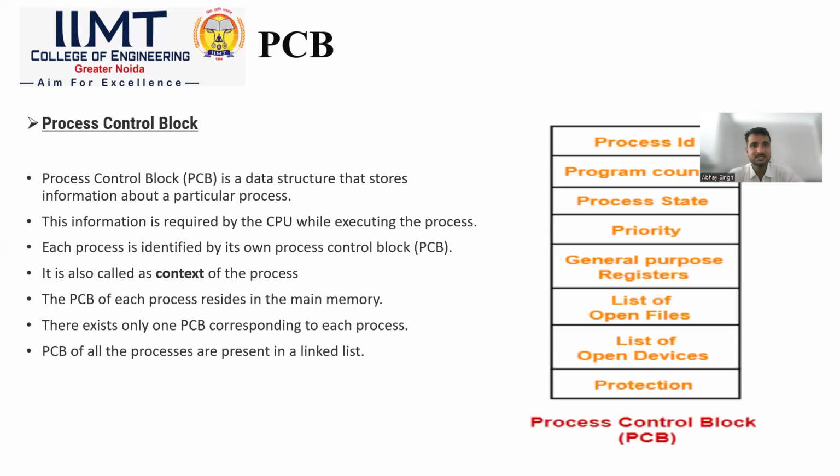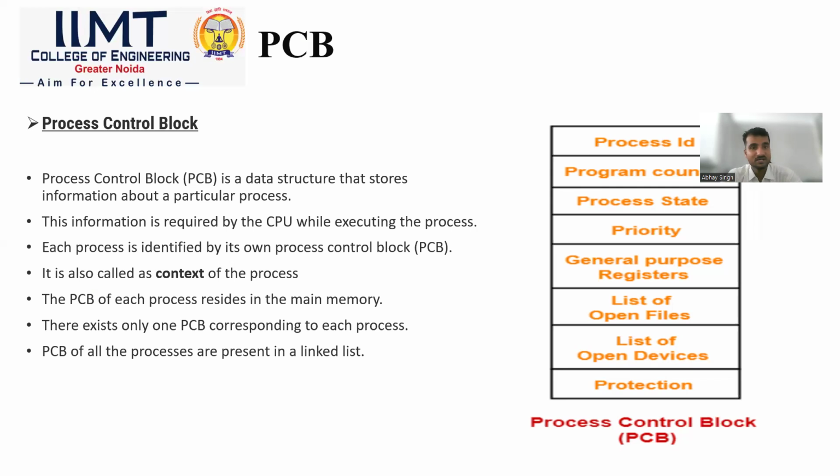Next, we discuss process control block. Firstly, we discuss what a process control block is and how it is created. When a process comes from new state to ready state, or in other words, when a program comes from secondary memory to main memory, then the operating system creates a process control block. That means when a process arrives in ready state for execution, one process control block is created by the operating system.